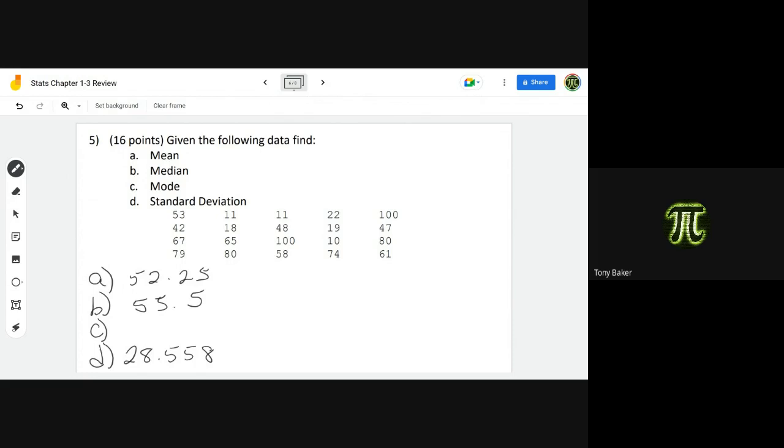Not that this question is asking this, but is this skewed to the left or skewed to the right? Skewed to the left. Remember, it's the direction the mean is pulled. So the mean is pulled lower than the median, so this is skewed to the left.